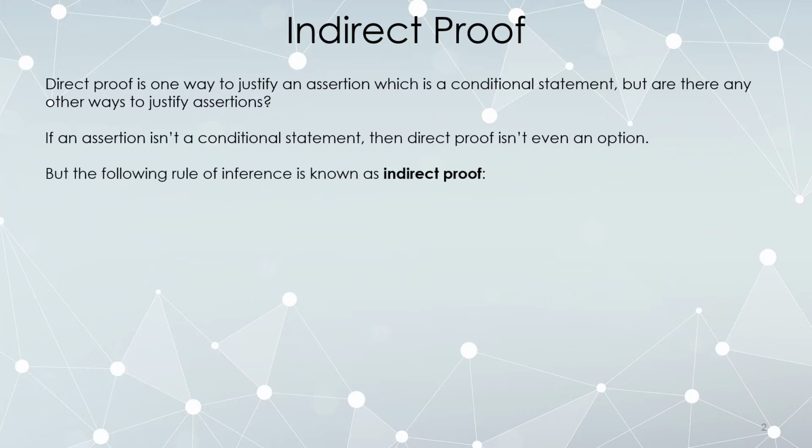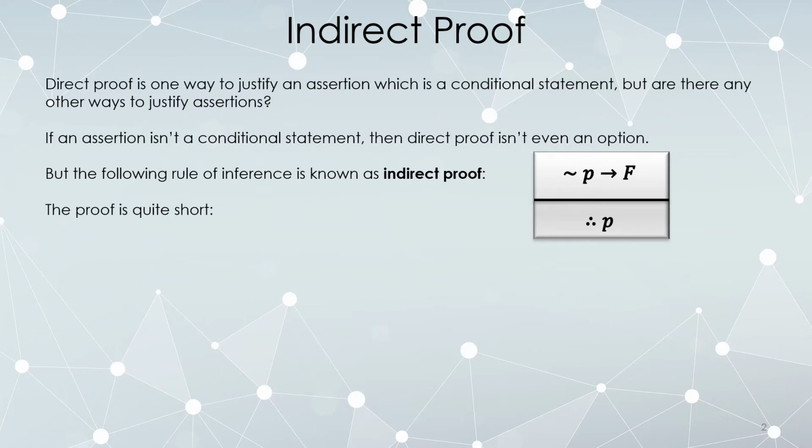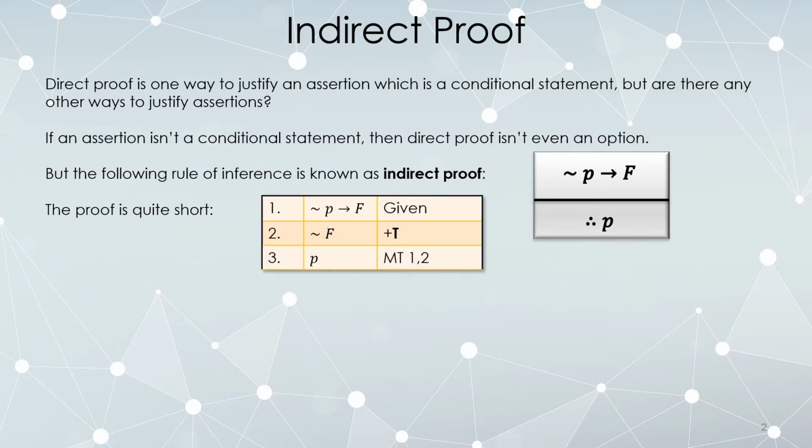But there is another rule of inference that we can use called indirect proof. Here it is as a rule of inference. We can make a two-column proof and it's really quite short. Well, first we would state the given. The negation of P implies contradiction.